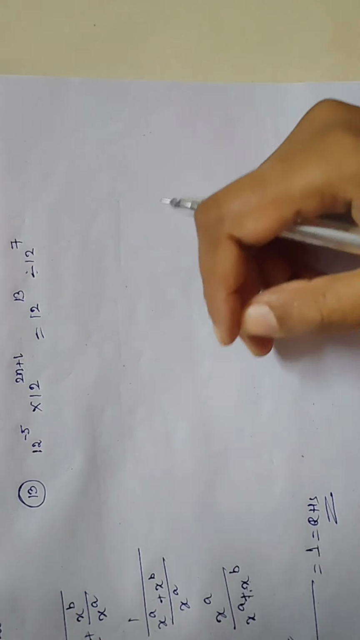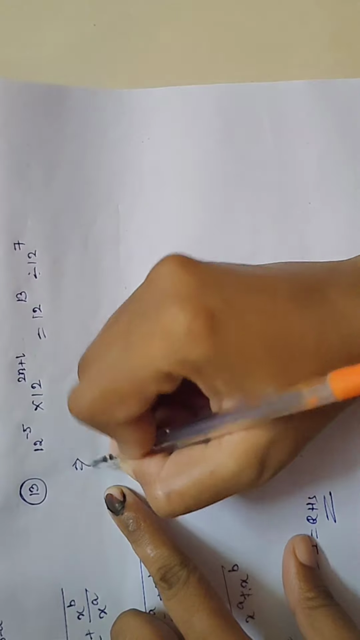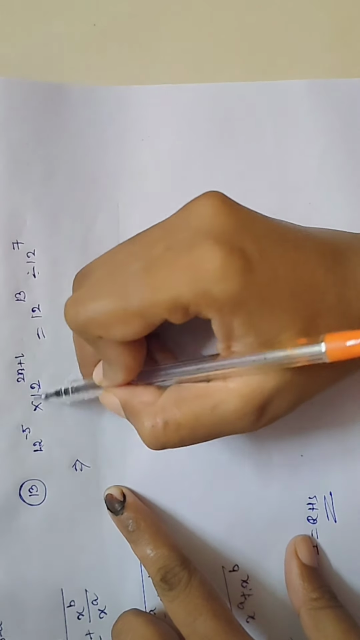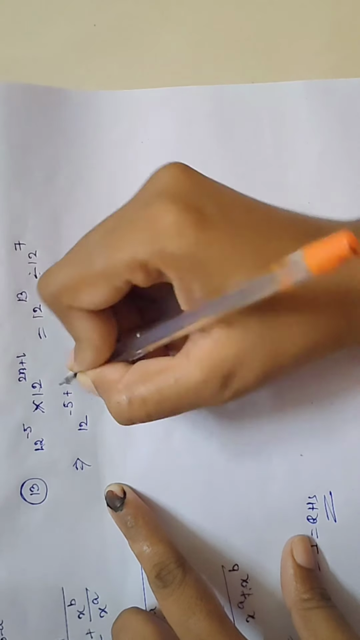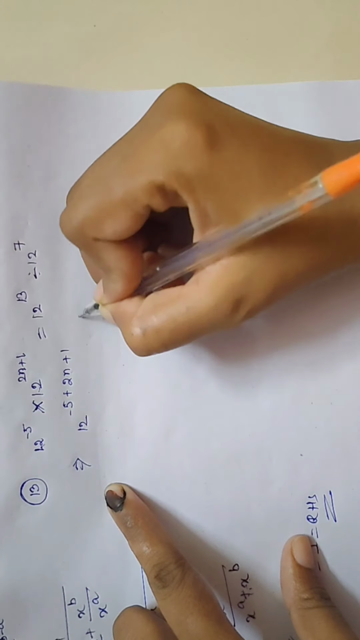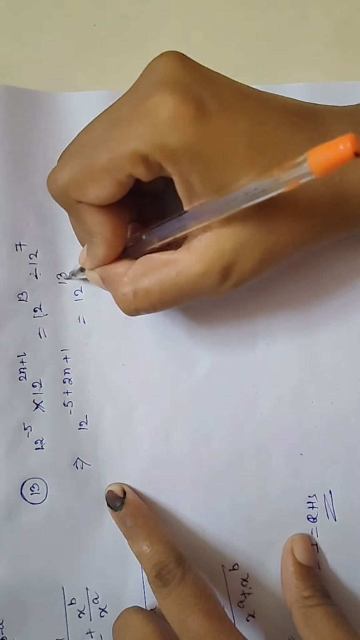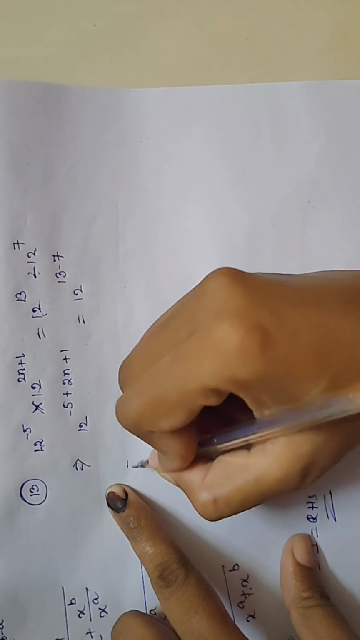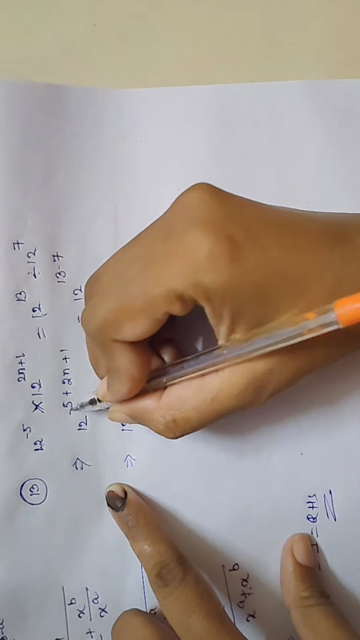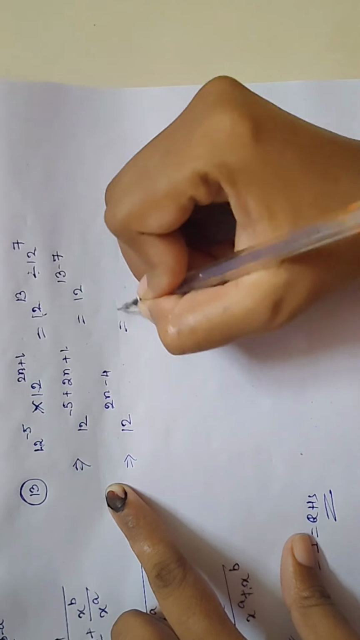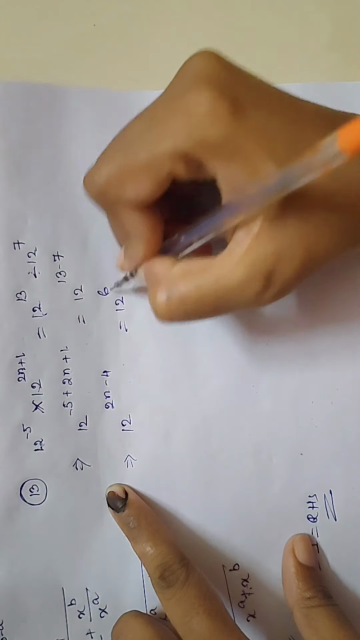Okay, look at this number 13. You have to find the value of n. In LHS, the bases are the same and there is a multiplication sign, so we can add the powers: minus 5 plus 2n plus 1. And in RHS, the bases are the same and there is a division sign, so we can subtract the powers. So in LHS, you get 2n minus 4, minus 5 plus 1, that is minus 4. And here you get 6.